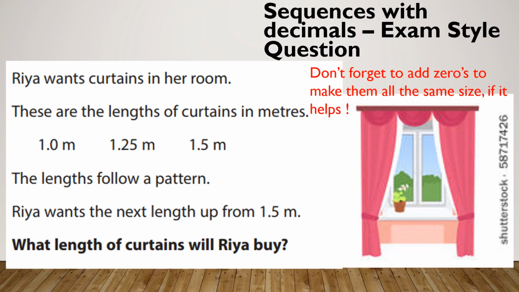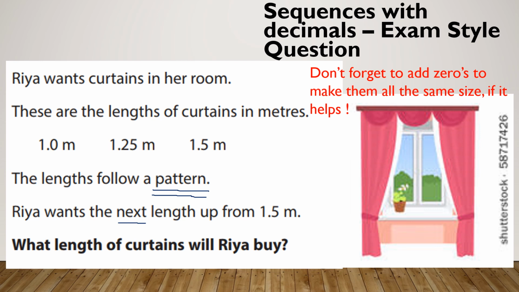So Raya wants curtains in her room. These are the lengths of curtains in meters. The length follows a pattern. Now in entry level, this word pattern is what we're looking for, sequence. Raya wants the next length up, so she wants the next one in the pattern. What length of curtain will Raya buy? Don't forget to add zeros if it helps. Pause, give it a go, see if you can answer this question.